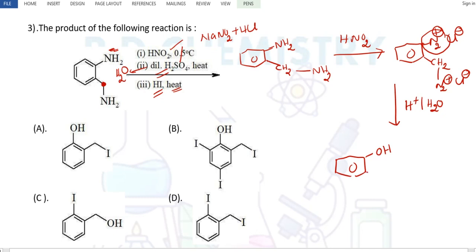Then here we have got CH2. Here also the N2 group goes out, we'll get OH. So we'll get phenol as well as the alcohol. Correct? Now, this is treated with HI. Okay? H plus and I minus.